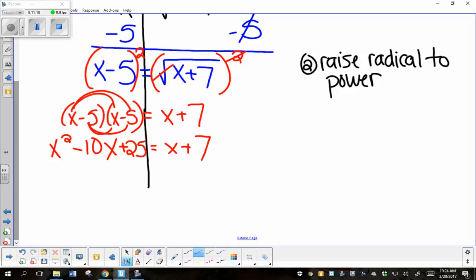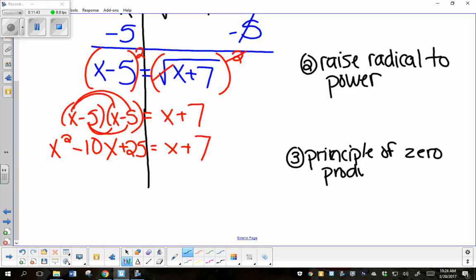Okay, so now, like Jeff was saying, we want to get all our x's on the same side. Now the thing is, this is an x squared, and these are just regular x's. We're never going to be able to get those in the same term, right? So we know we're going to have to use something that we learned a while back, which is called the principle of zero product. We learned this a while back, okay?